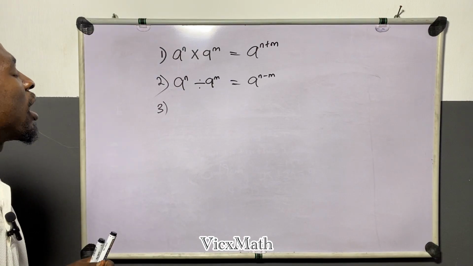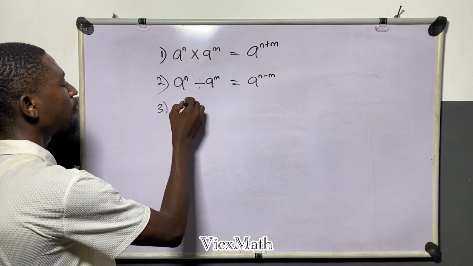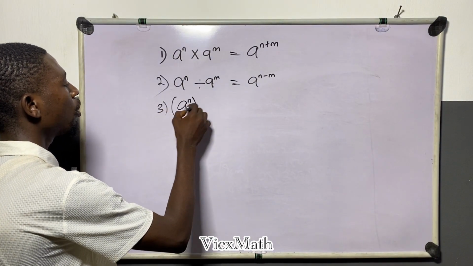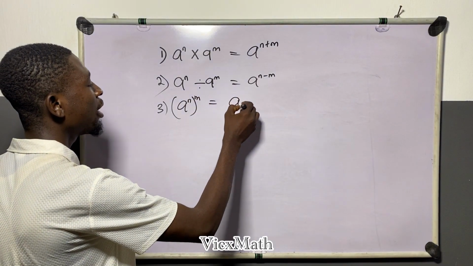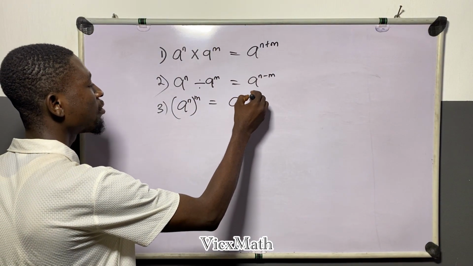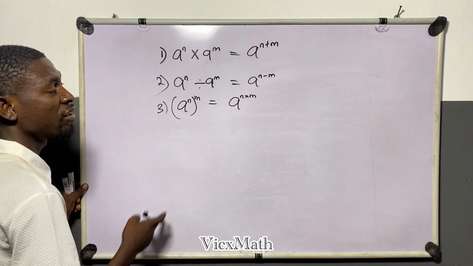So we have another law. In case you have power of power, maybe we have a raised to the power n all together raised to the power m. What do you do here? This is going to be a. Now do n times m. I will tell you where this thing is being applied.